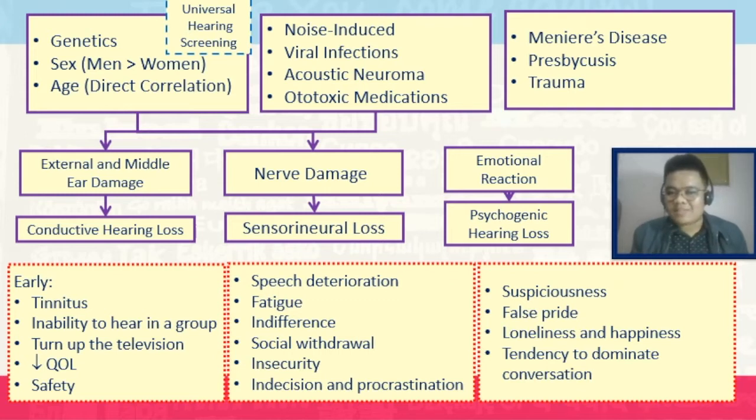Then age, there is direct correlation, meaning hearing loss is higher as the person ages. So what are the possible causes for this? One, it could be noise-induced. When I talk about noise-induced hearing loss, there could be two reasons: prolonged exposure to high noise levels, or brief exposure to excessively loud noise. This could temporarily or permanently damage the delicate structure of your organ of Corti.